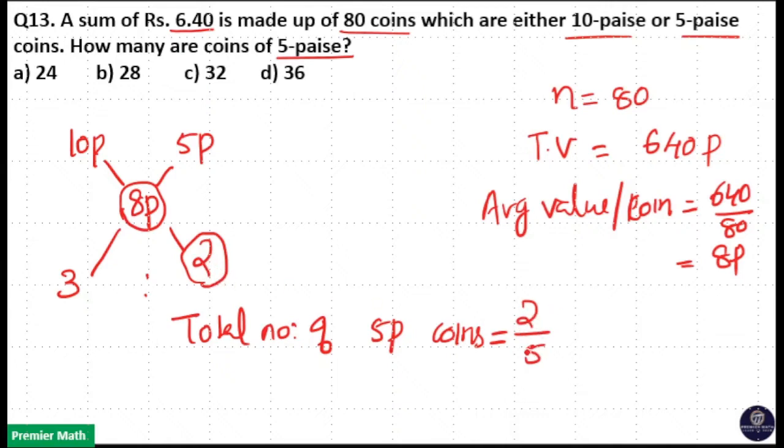So 2 part divided by 5 part into total number of coins, which is 80. So 2 by 5 into 80 will give you 5 into 16 is 80, so 16 into 2, 32 is the total number of 5 paise coins. So option C is your answer.